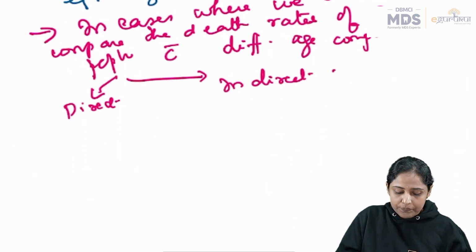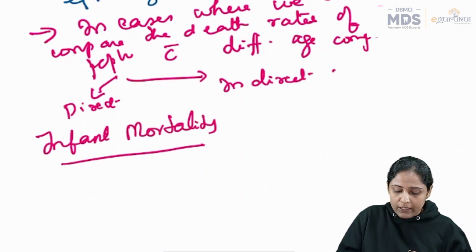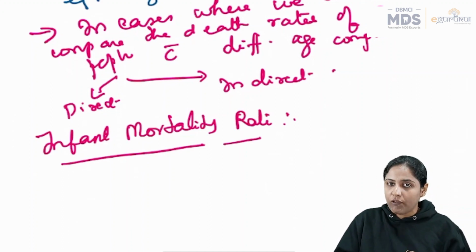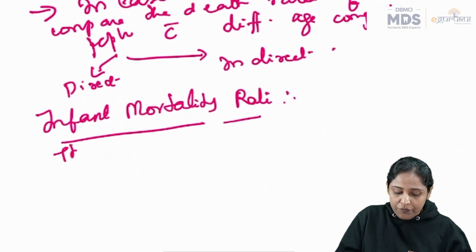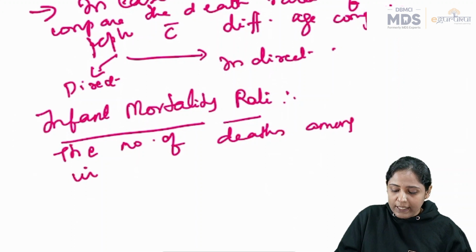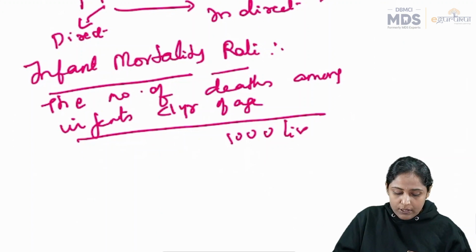Then the last mortality rate that we have to see is the infant mortality rate. Please note, these rates are very important indicators in understanding the development of a country. So the number of deaths among infants under 1 year of age per thousand live births is the infant mortality rate.